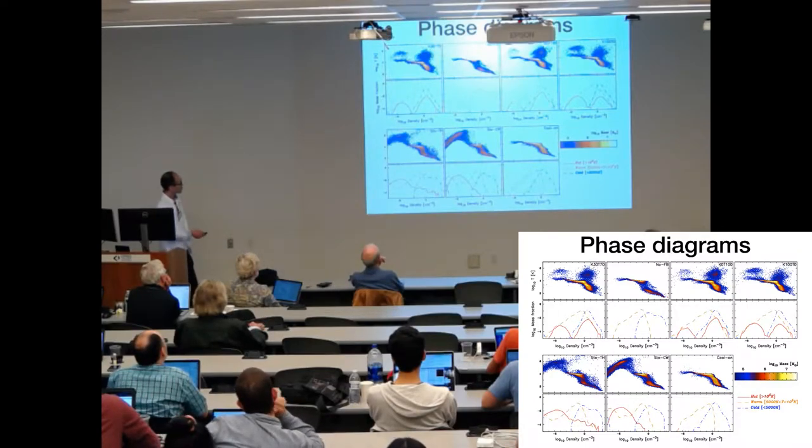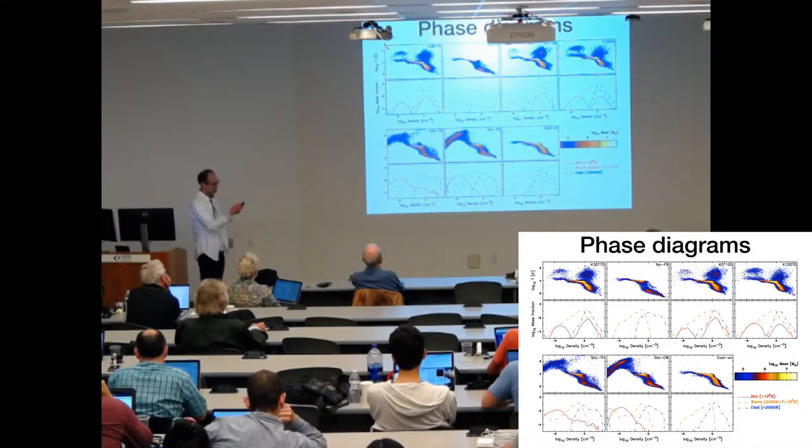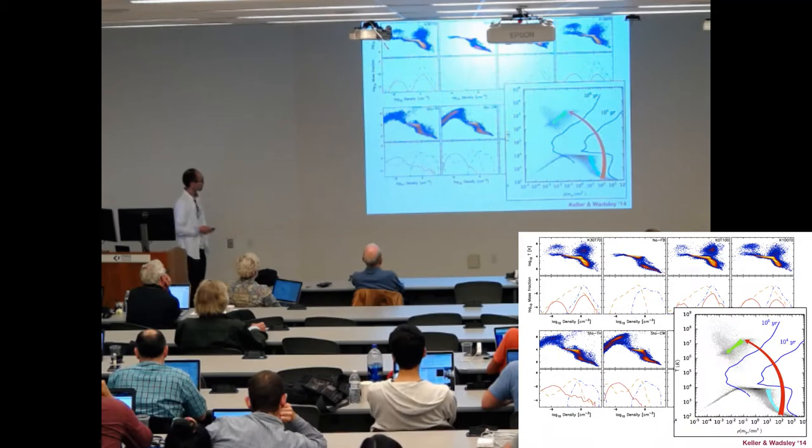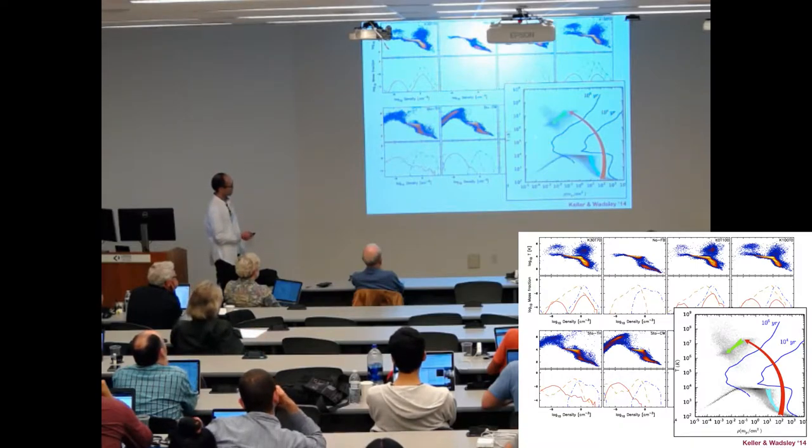Okay. So these are different variations of the phase diagrams, and it might be useful for other code groups to look at similar phase diagrams and see where you land. Okay, so Keller and Wadsley showed nicely that this gas will go over here, and then it will cool down here, and then eventually will settle down to the halo.